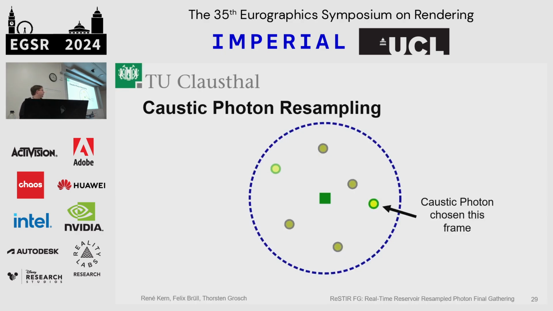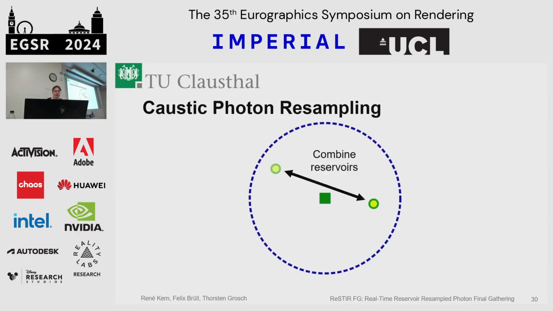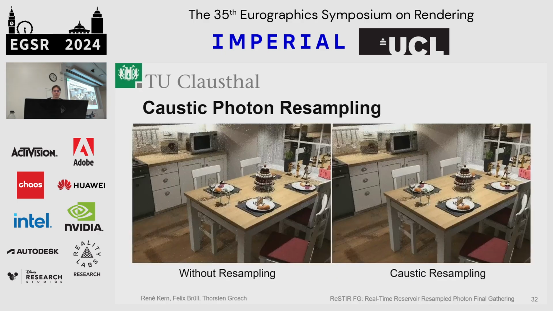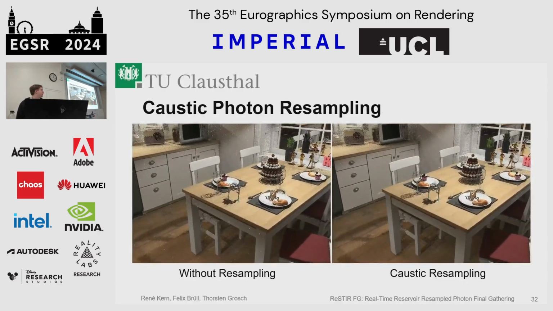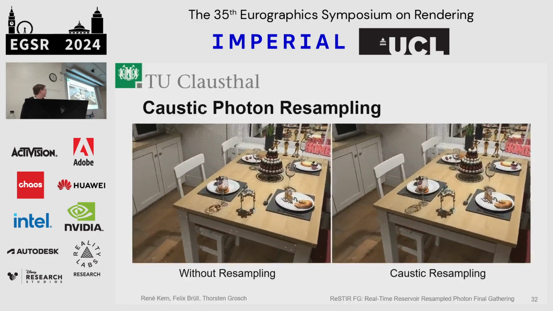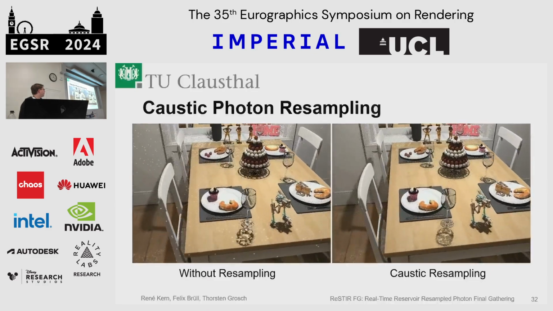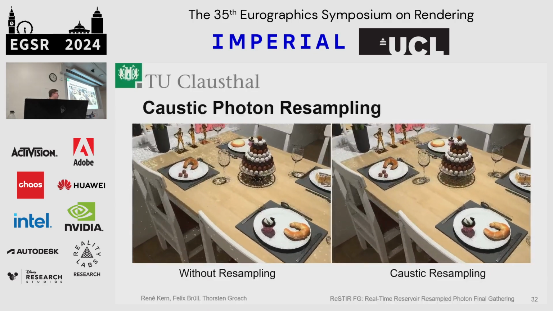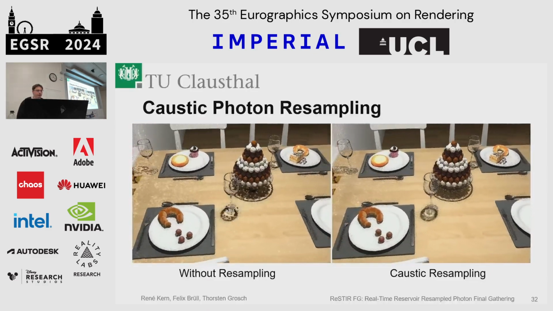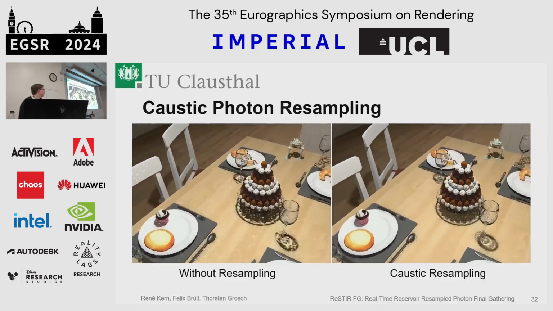Also choose one photon with RIS. And now we can just combine those reservoirs as normally in RIS. And then we have our one photon with the RIS rate, which again can be used to shade our image. As you can see, caustics are much more stable now in real time. In both images, the same amount of photons are distributed.